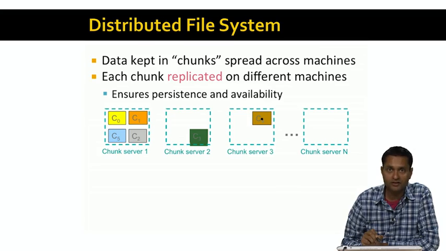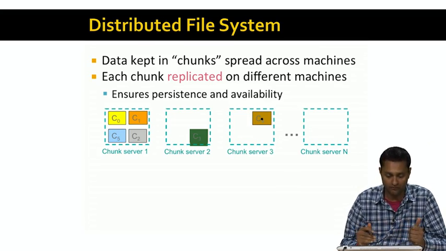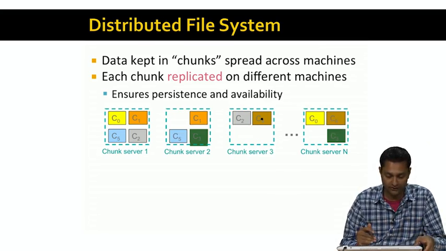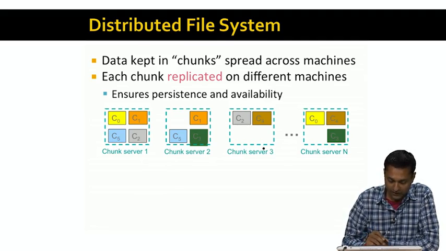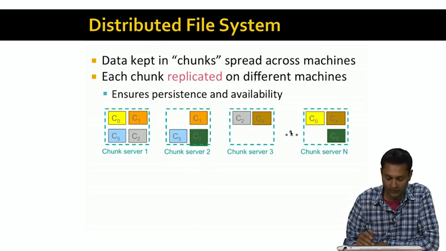Now, this is not sufficient. You actually have to store multiple copies of each of these chunks. And so we replicate these chunks. So here's a copy of C1 on chunk server 2, a copy of C2 on chunk server 3, and so on. Each chunk in this case is replicated twice. If you notice carefully, you'll see that the replicas of a chunk are never on the same chunk server. They're always on different chunk servers. So C1 has one replica on chunk server 1 and one on chunk server 2. C0 has one on chunk server 1 and one on chunk server n, and so on.